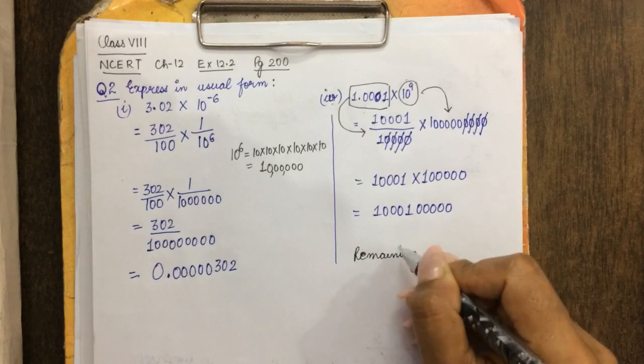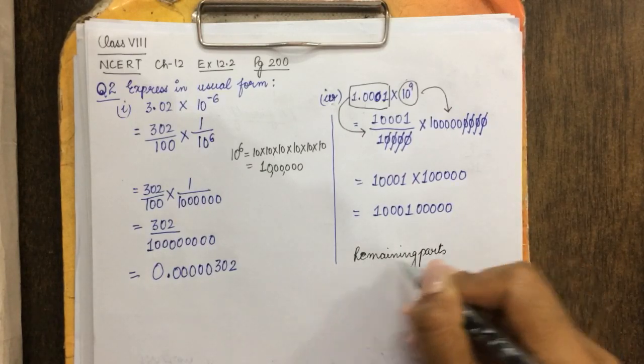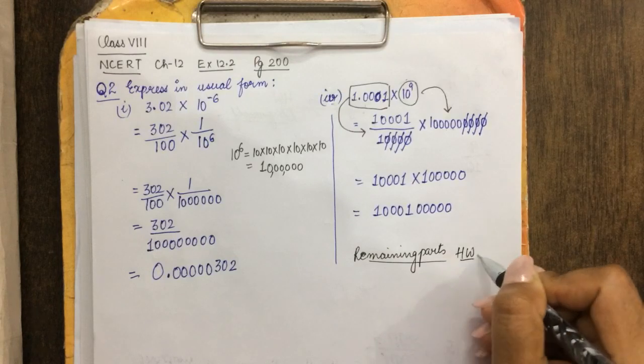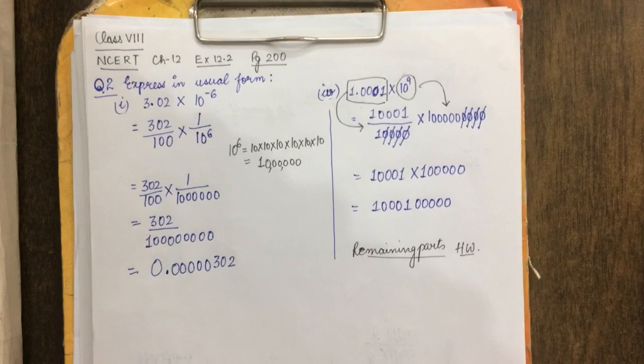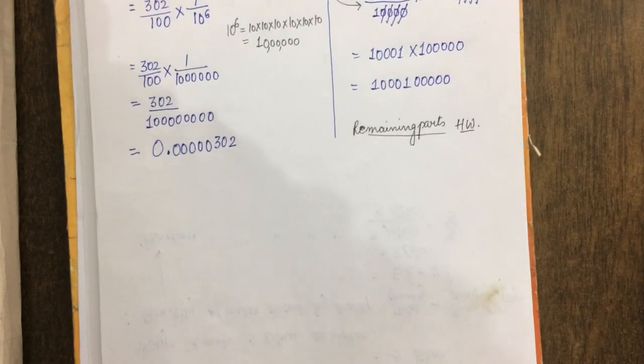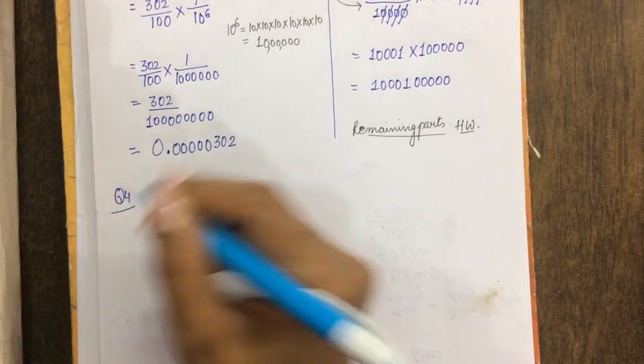You can do them right now or you can do them later. I would prefer that you do them right now before you proceed with the next part of the video. You can pause the video right now, complete this question, and then replay the video and do the next question with me. Now we are left with one question from this exercise, which is question number 4th. Let's do that question.